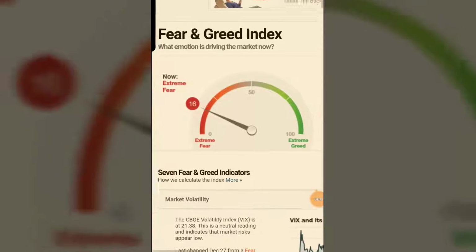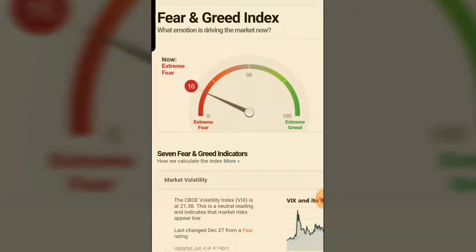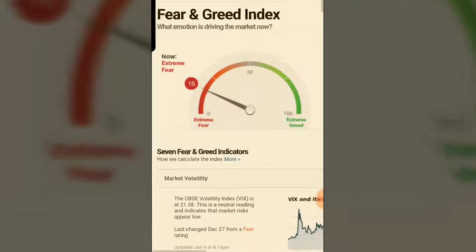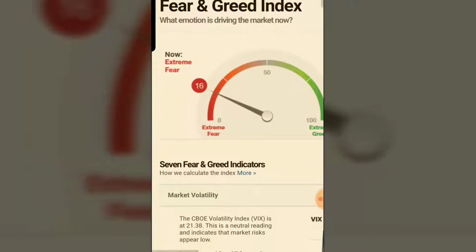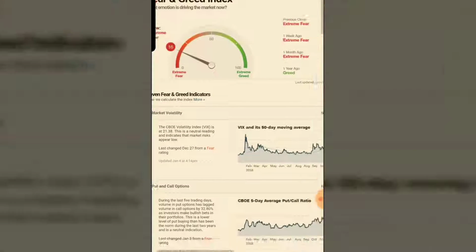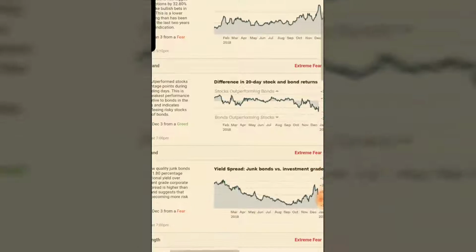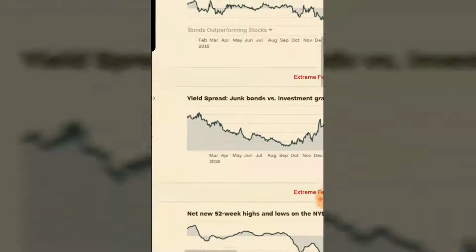And another good thing is there's fear in the market. Warren Buffett said, "Be greedy when others are fearful, and be fearful when others are greedy." Pretty much, since there's a lot of fear in the market, that means it's a good time to buy, because everybody else is selling. Everybody's selling at discounted prices.